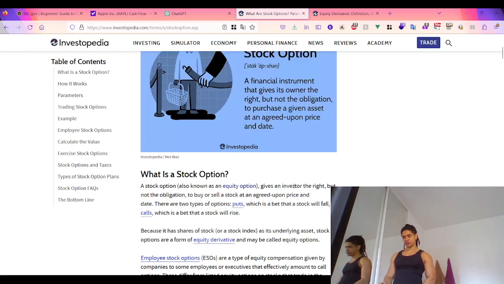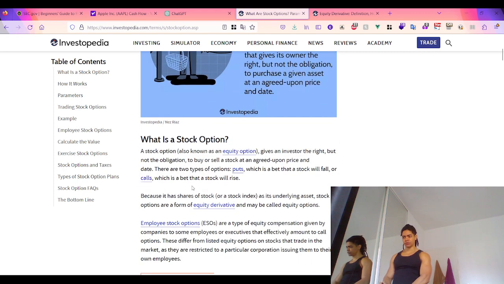They give an investor the right but not the obligation to buy or sell a stock at an agreed upon price and date. There are two types of options: puts, which is a bet that the stock will fall, or calls, which is a bet that the stock will rise. Very important. Because it has shares of a stock or a stock index as its underlying asset, stock options are a form of equity derivative and may be called equity options.